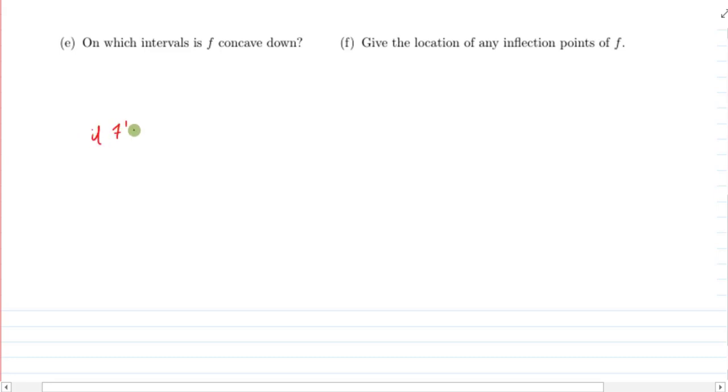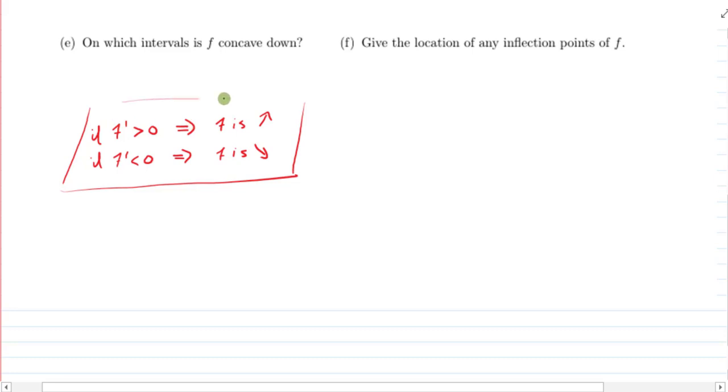If f prime is greater than 0, we know that implies that the original function is increasing. If f prime is less than 0, then that implies that f is decreasing. So that arrow there just means implies, and I don't want you to worry about that too much right now. What I want you to do is keep track of this: if I want to know where the function's increasing, I'm going to look to see where f prime's positive. And likewise, if I want to know where f is decreasing, I'll look to see where f prime's negative. But then I'll just have to be a little bit careful when I give my answer.